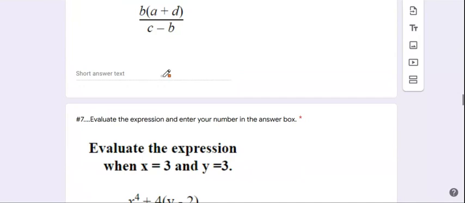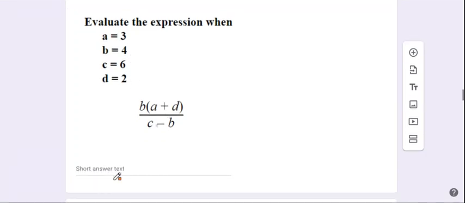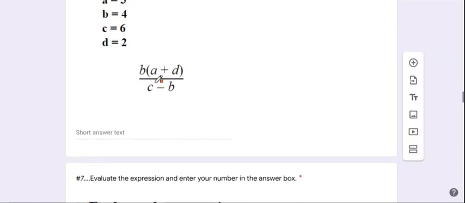Now for number 6 and 7, it says evaluate. So your answer should be a value, a number. It should not have a letter in it, because what we're saying here is that these letters are equal to some number. So A is equal to 3, B is equal to 4, C is equal to 6, D is equal to 2. So what I will do is set up the problem. I will plug in these values for the variable, and then I'll follow order of operations to get a value or some number that this expression is equal to.